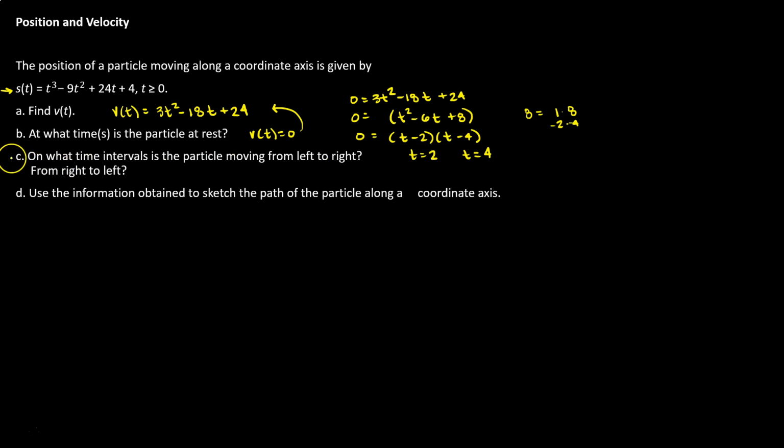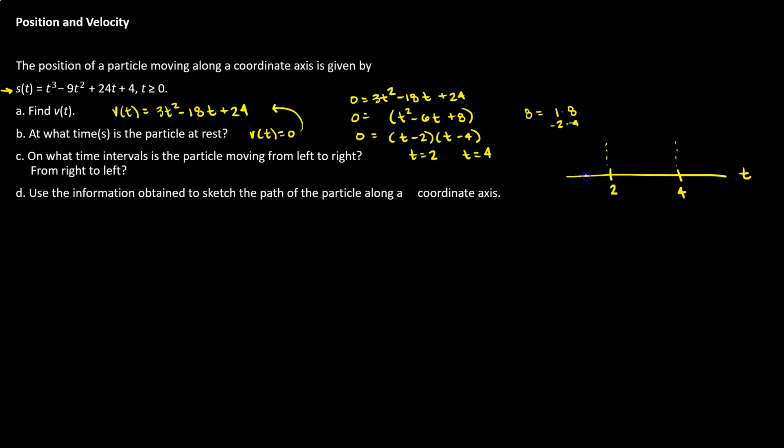Part C says, what time intervals is the particle moving from left to right and from right to left? Now in the last example, we determined motion by looking at the sign of velocity. So let's draw a simple number line here for our t values. We know that at t equals 2, the velocity is 0, and at t equals 4, the velocity is 0. And so it's on either side of these t values that the velocity could be positive or negative.